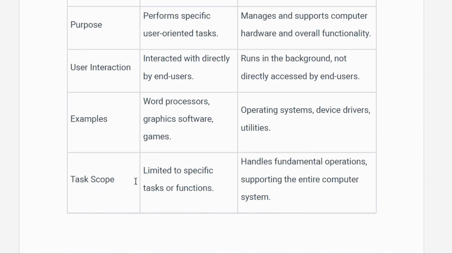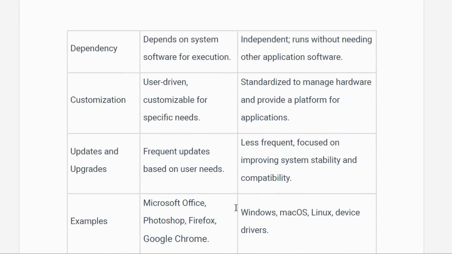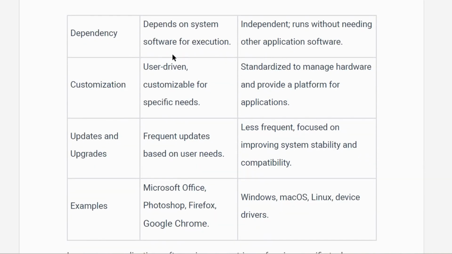Okay, so the task scope: it is limited to specific tasks or functions. Application software is limited to specific tasks. But what about system software? It handles the whole entire computer system. Okay, next what we see is dependency. Application software depends on system software for execution. But what about system software? It runs independently. It doesn't need any kind of dependence on application software.